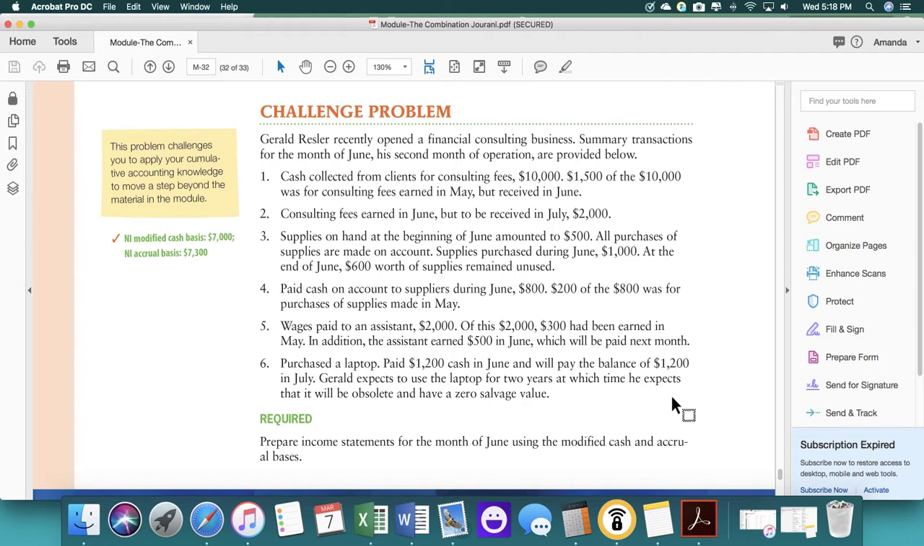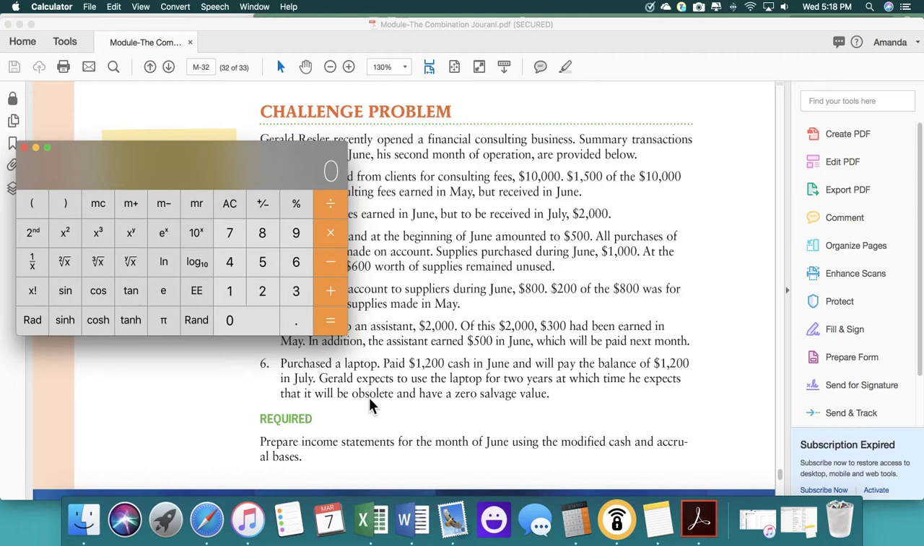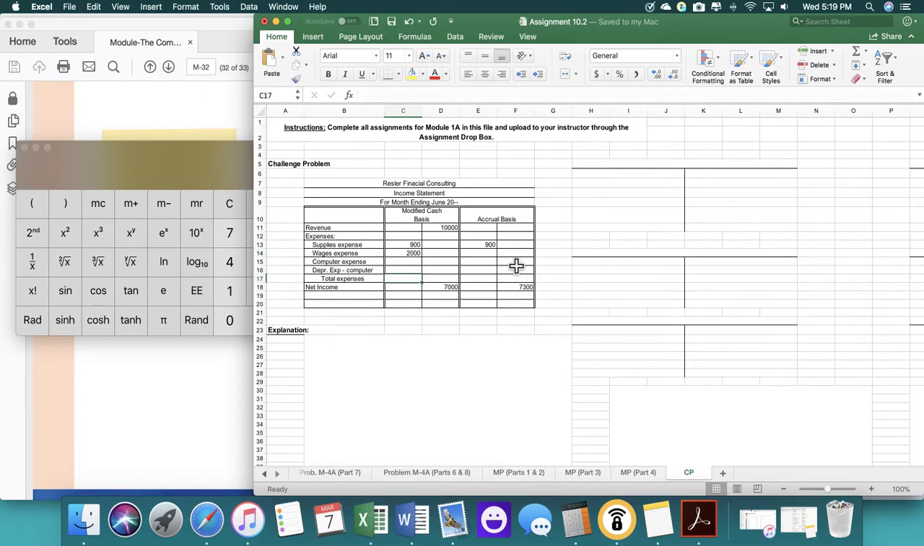However, we do need to calculate depreciation, so we're going to have to calculate the straight line depreciation. So we paid $1,200 and it has a balance of $1,200, so we know it's a $2,400 computer divided by 2 years divided by 12 months. That gives us depreciation of $100 a month. And so that's going to be the same for both methods. And so we know the computer expense is going to be 0.